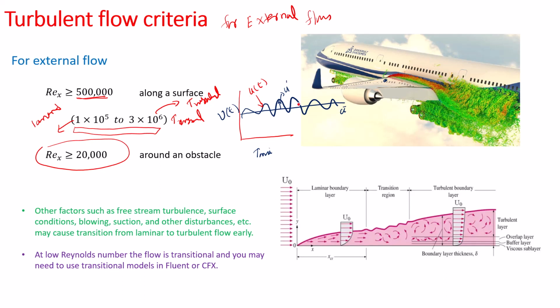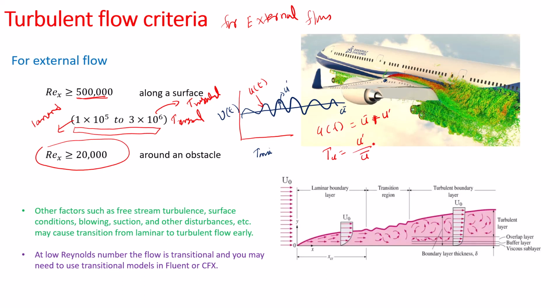Now we can convert this velocity into two components. One is the average velocity, and the second is U bar, the fluctuation in the velocity. So we can write U of t as U mean plus the fluctuation, U bar. We define the turbulent intensity, Tu, as U bar divided by U mean.